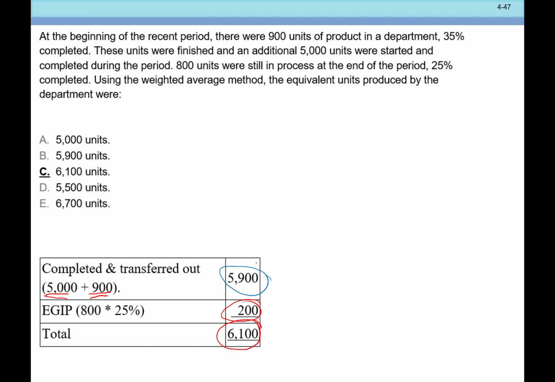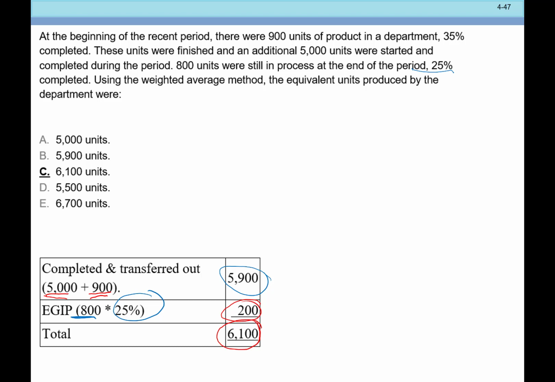So it's just a little different of a problem. You can't take beginning inventory plus the units added minus the ending inventory because they don't give you the information that way. Okay, so then they tell us the ending work in process was 800 units times 25% complete from the problem. So we have equivalent units of 200. So our equivalent units are 6,100.